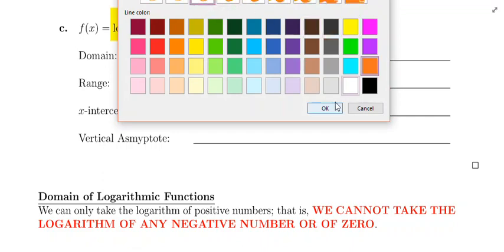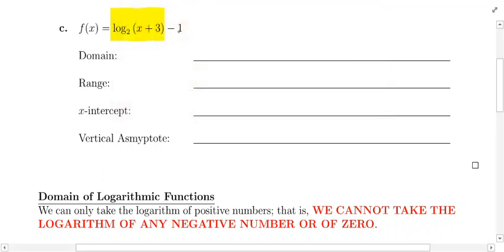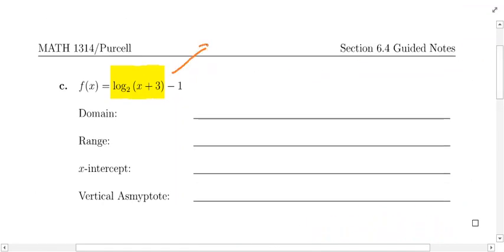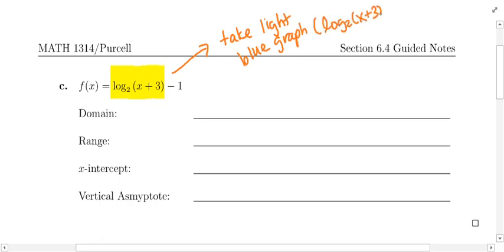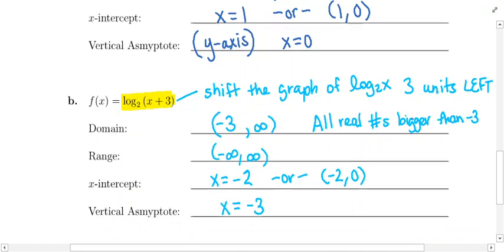So think about transformation rules. If you're subtracting a number outside of parentheses, that's a vertical shift, and since you're subtracting, you're going to go down. So all we have to do here is take the light blue graph, which is the graph of log base 2 of (x plus 3), and shift it down 1 unit. That's all we have to do. Take the light blue graph, not the dark blue graph, and shift it down 1 unit. So let's go do it. I'm going to put it in orange.